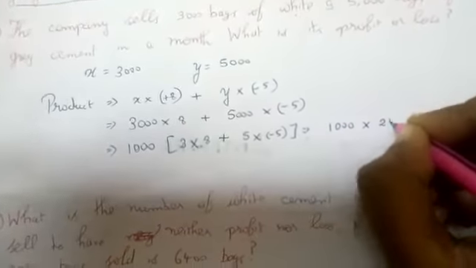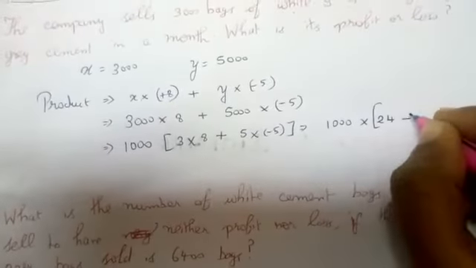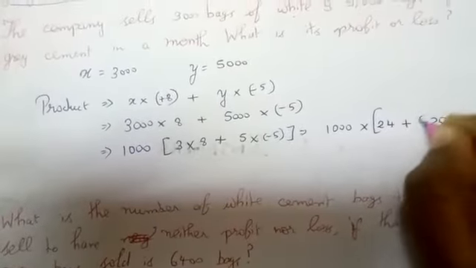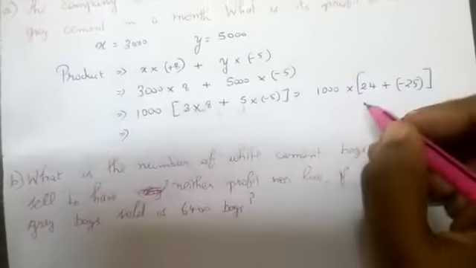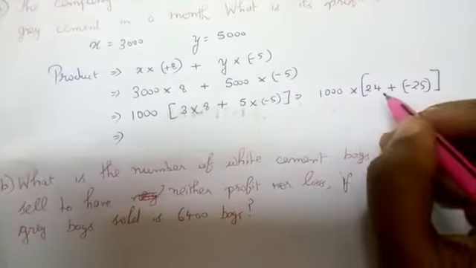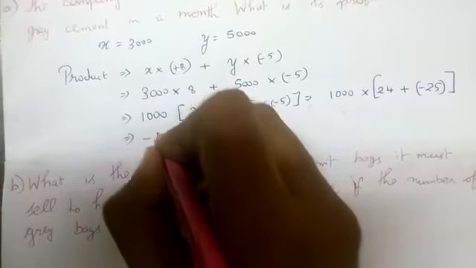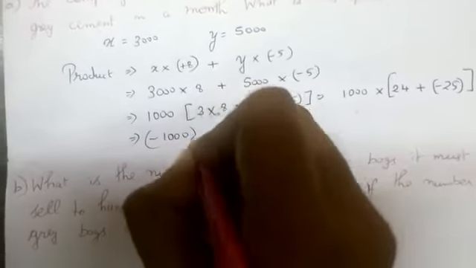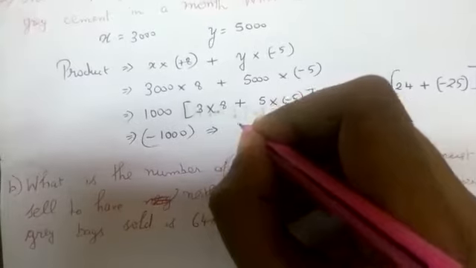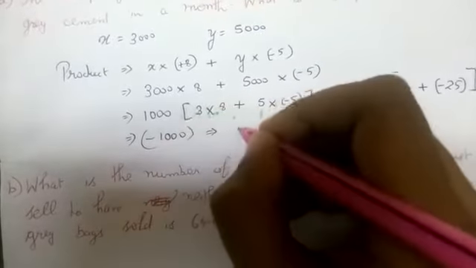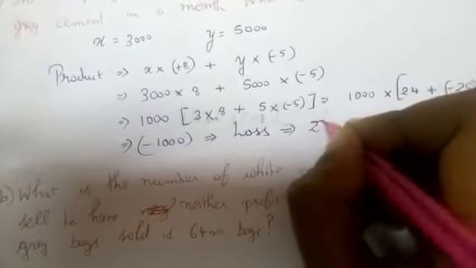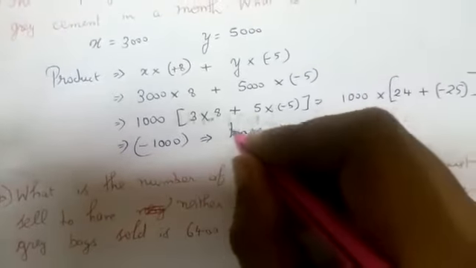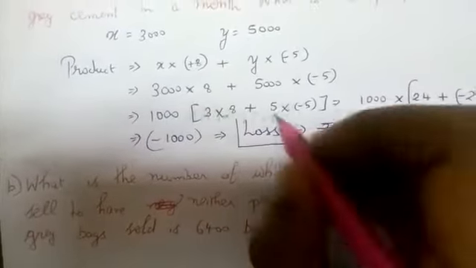which will give you 1000 into 24 plus minus 25. Plus into minus is negative. So 24 minus 25 gives you minus 1. So the final product is minus 1000. It says that if you get a negative, it's a loss. So the company has incurred a loss of rupees 1000. This is your final answer for this first subdivision.